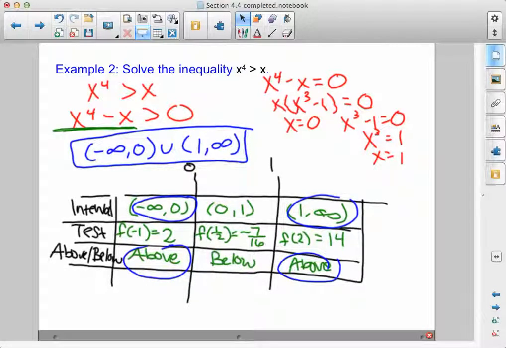So finally, I use x equals 0 and x equals 1 to divide the number line into intervals. That leads me to the intervals negative infinity to 0, 0 to 1, and 1 to infinity.